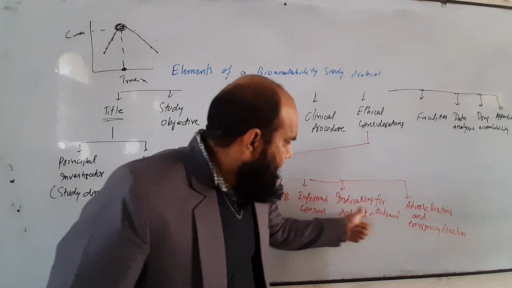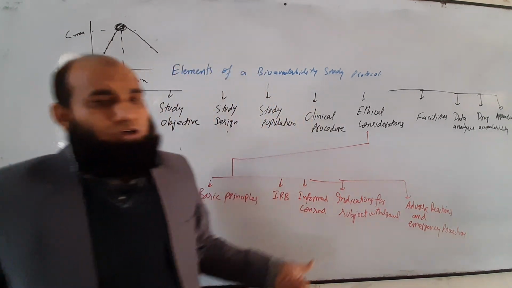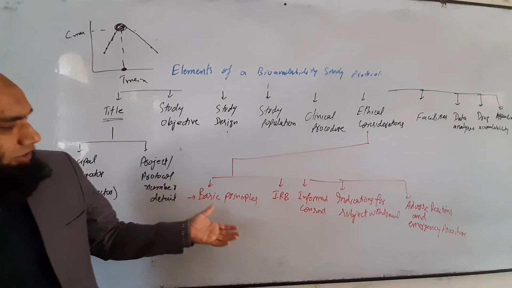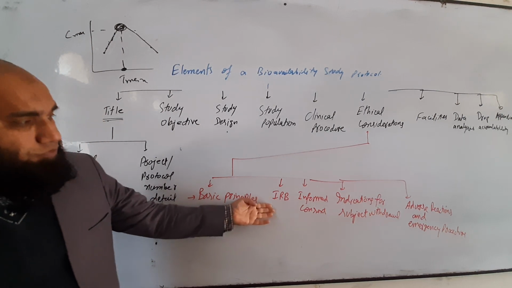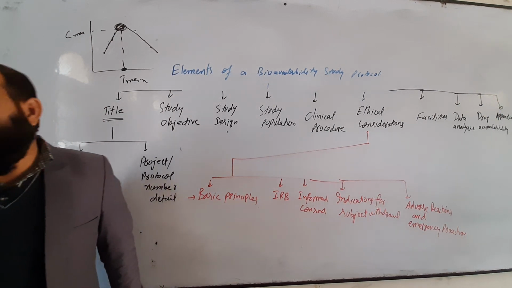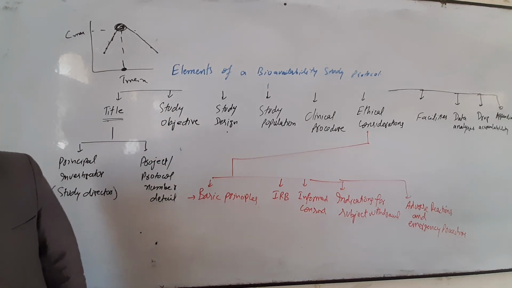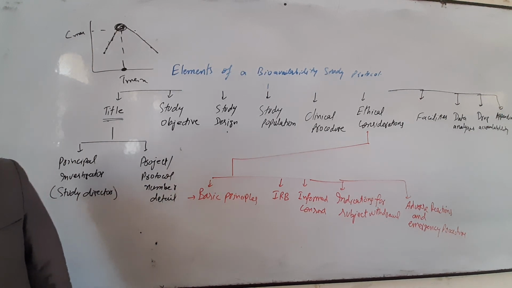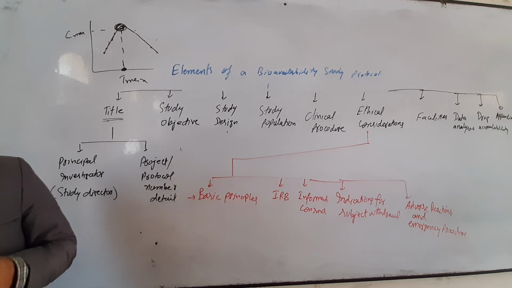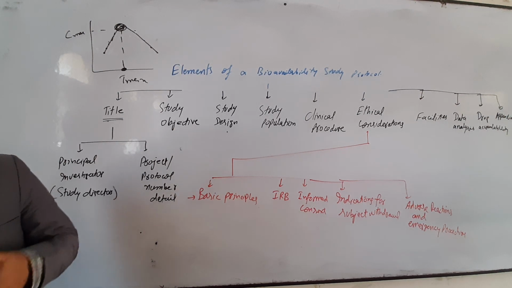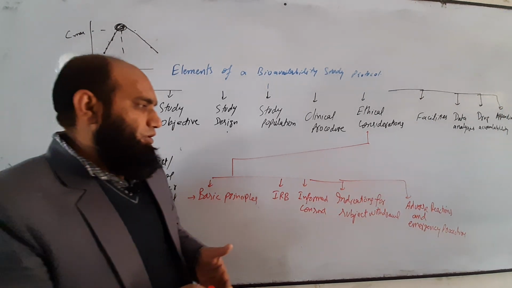Another is indications for the subject withdrawal. During the ethical considerations, the IRBs, institutional review boards, confirm the indications where the volunteers can withdraw their participation in the study. Withdrawal may be due to some type of complications, some type of adverse reactions, or some other indication.